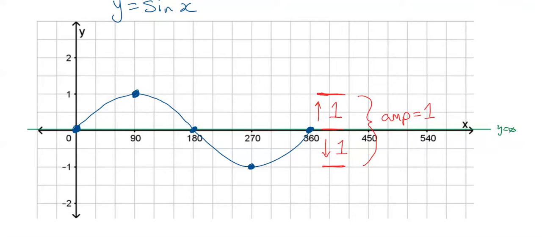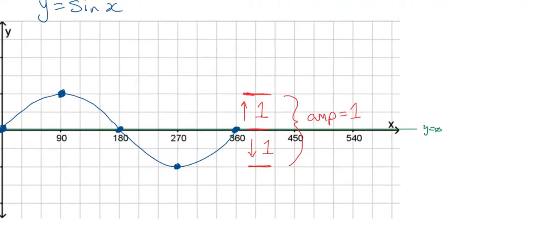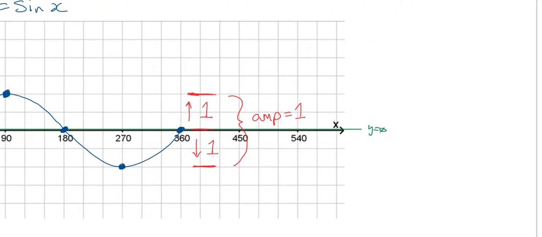There's 2 ways to think about the amplitude. It's the distance from the 0 line to the max and the 0 line to the min. It has to be the same. If it's not the same, you've done something wrong. Or it's half the distance from the max to the min. It's always positive. Like we already said, our 0 line is y equals 0.